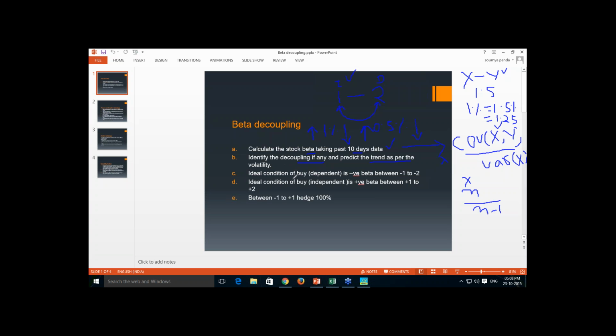And post this decoupling, whenever the decoupling value is negative, -1 to -2, then buy the dependent and sell the independent. Buy the dependent and sell the independent. Whenever the decoupling value is +1 to +2, you can say buy the independent and sell the dependent.